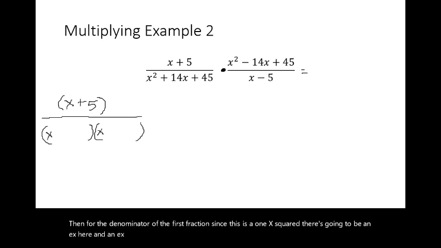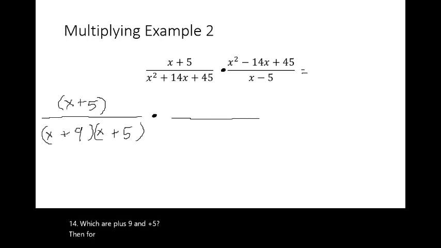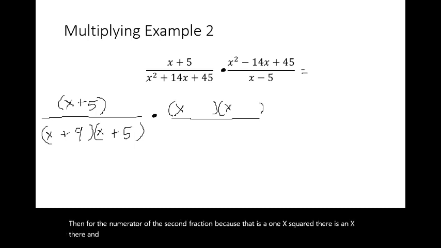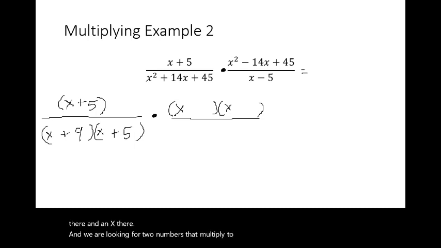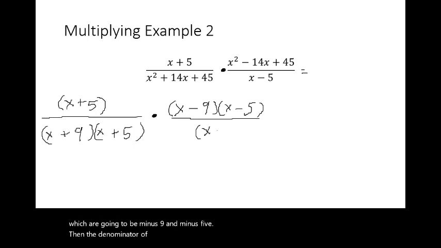And we're looking for two numbers that multiply to 45 and add up to 14, which are plus 9 and plus 5. Then, for the numerator of the second fraction, because that is a 1x squared, there is an x there and an x there. And we are looking for two numbers that multiply to positive 45 and add up to negative 14, which are going to be minus 9 and minus 5. Then the denominator of the second fraction cannot factor, but I am going to put parentheses around it.